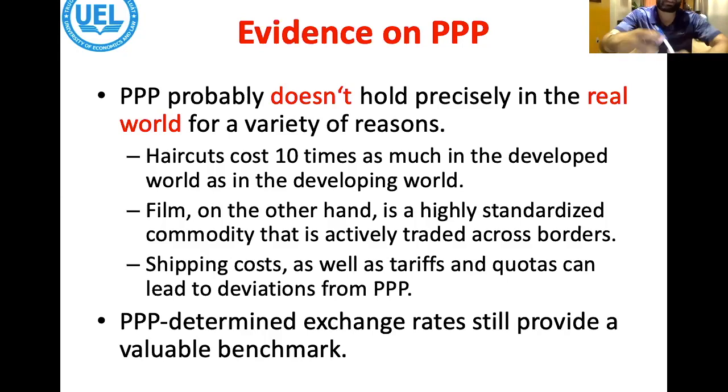Next one is a film. On the other hand, a film is a highly standardized commodity that is actively traded across borders. So let's say movie tickets for Avengers in Vietnam and in the US. Of course, it depends on whether it is a multiplex or not; just take the example of a standard movie theater. The price is going to be different. So it's really hard to find triple P holding in reality.